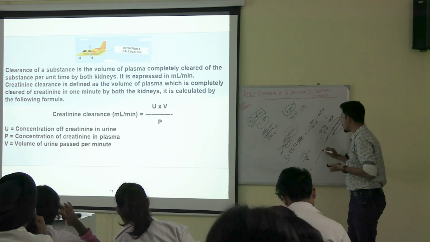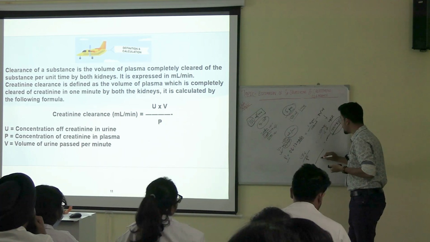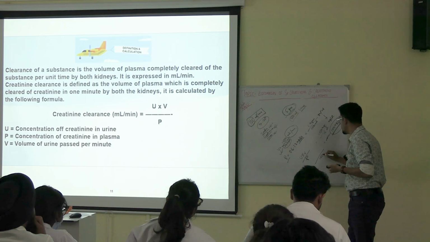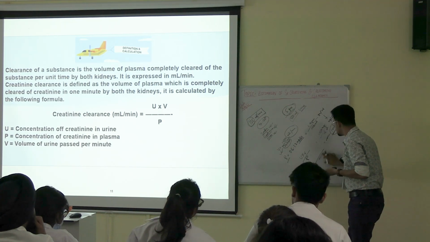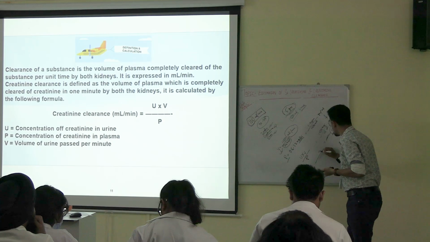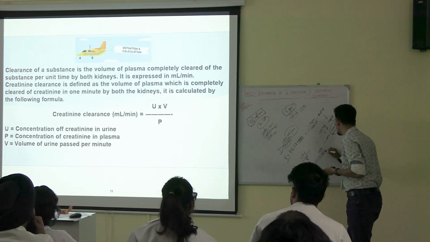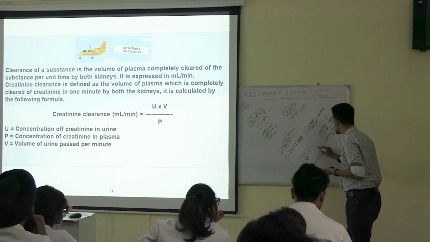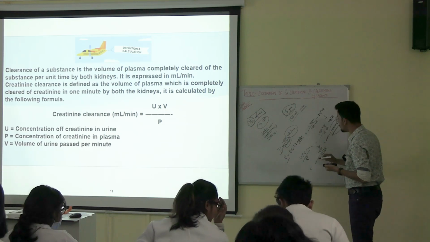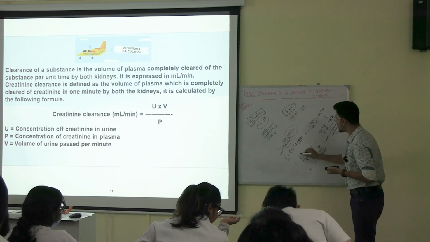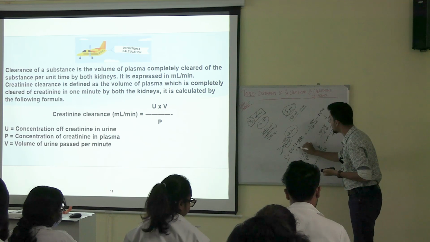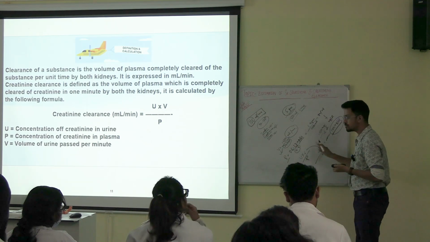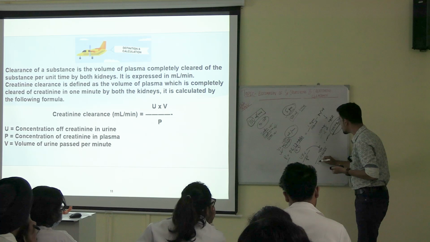Okay. Now over here what we are having, V. V is how much? 1500 divided by 24 into 60, right? The V we got. P, we have how much? 0.6 to 1.2. Let's say it is 0.8. Normal only, right? So P we got 0.8.